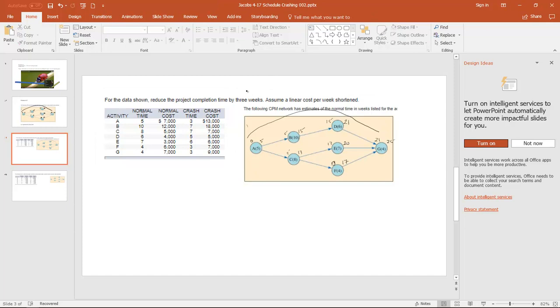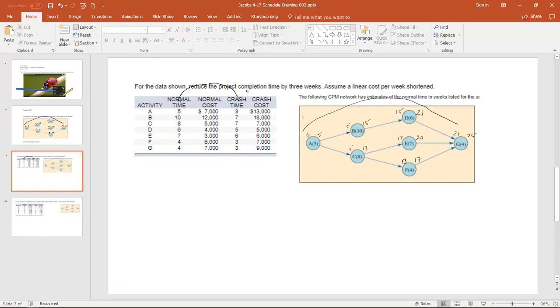This column for normal time is related to what we call the crash time. The crash time is how absolutely short we can make that activity. The nominal time is 5 weeks, and if we spend some money, we'd be able to remove 2 weeks out of that particular activity schedule and get it down to 3 weeks. The normal cost, this is different, we haven't seen this before, this is newly introduced to us here. The normal cost is $7,000 to do it in 5 weeks, and it relates to the crash cost of $13,000.